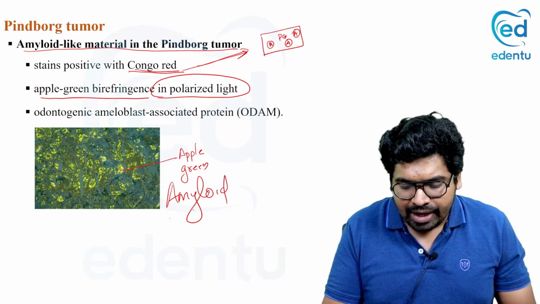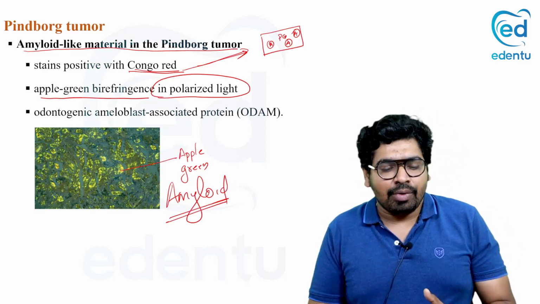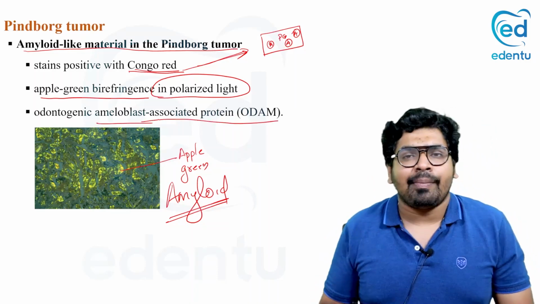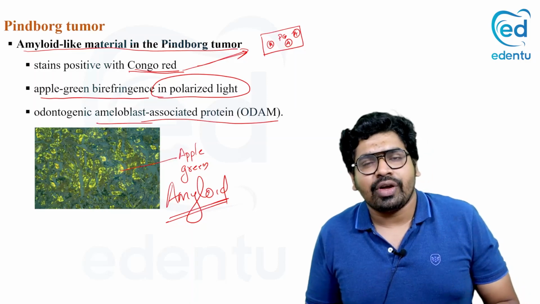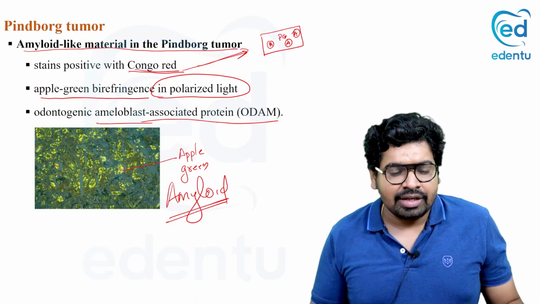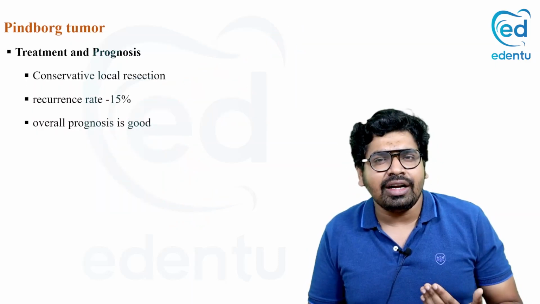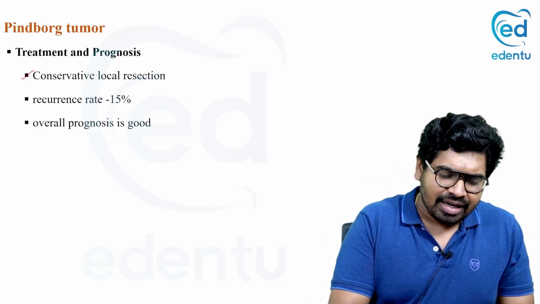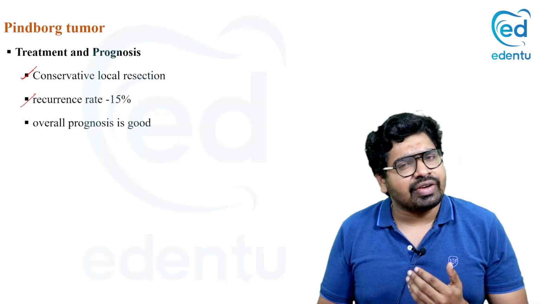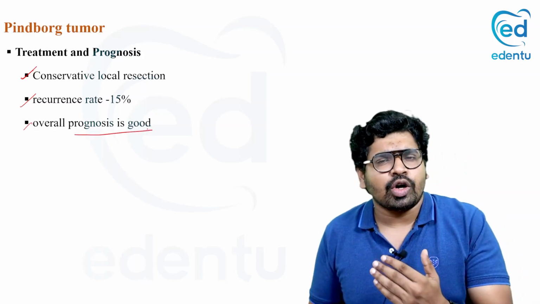So this is a peculiar feature of your Pindborg tumor, and that amyloid is actually a protein called ameloblast associated protein. So this is what you see in the histology of Pindborg tumor. Now, how do you treat it? It's a benign tumor. Conservative local resection can be done. The recurrence is just 15% and the overall prognosis is very good. So this is about Pindborg tumor.